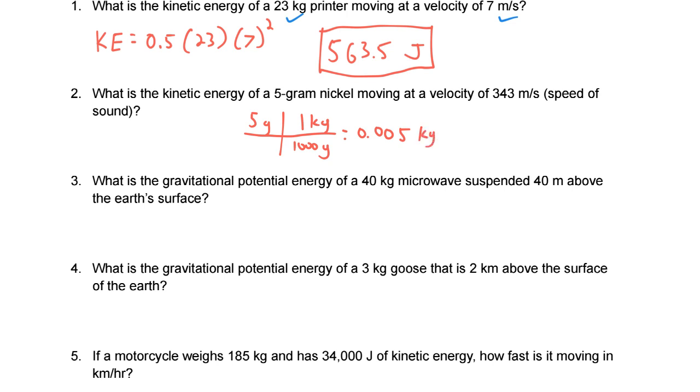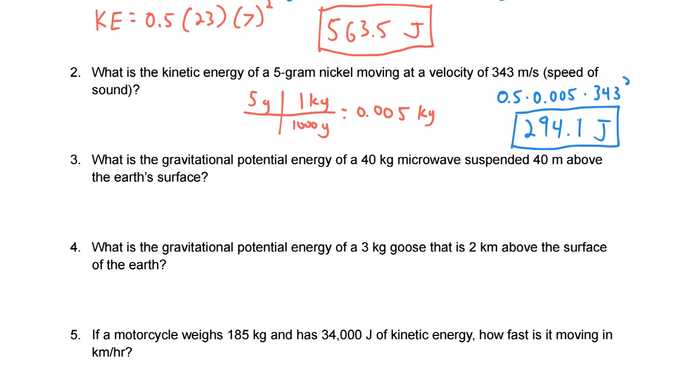Velocity is given in meters per second, so I can plug this into my formula now. 0.5 times 0.005. So those are very small numbers, but when I do the 343 squared, that's a very big number. Let's see what we get. 0.5 times that times 343 squared gives us 294.1 joules. We can just round a little bit.